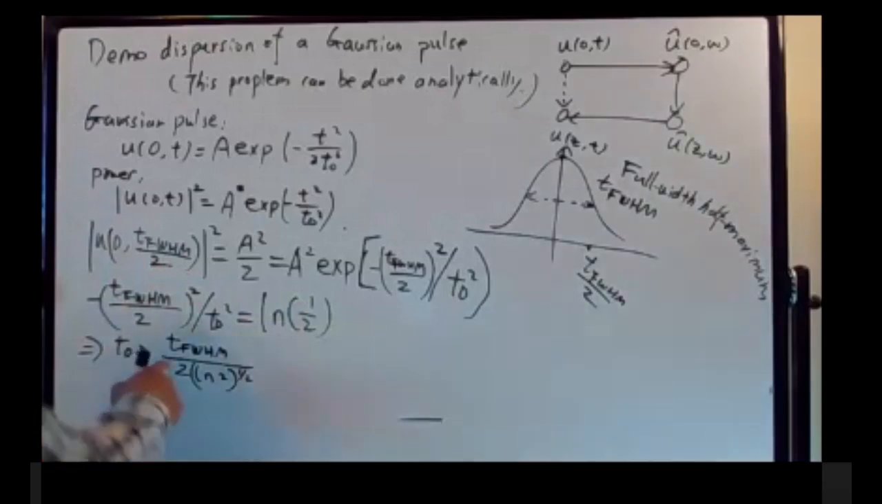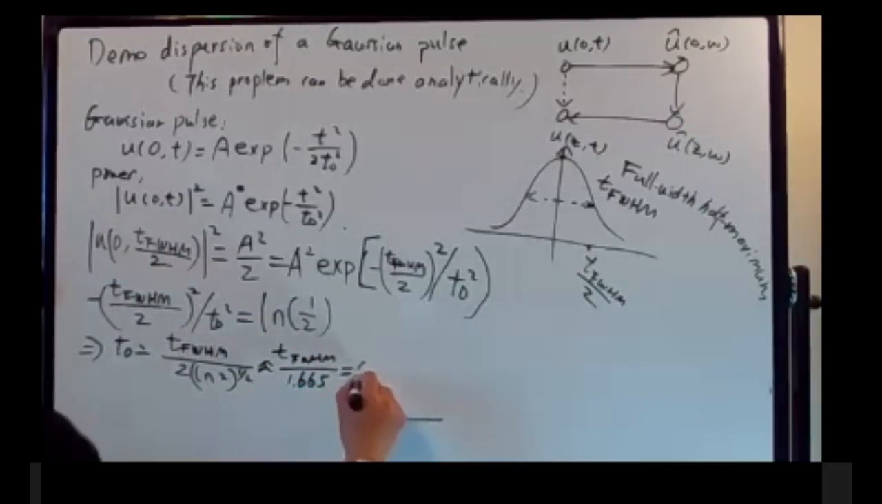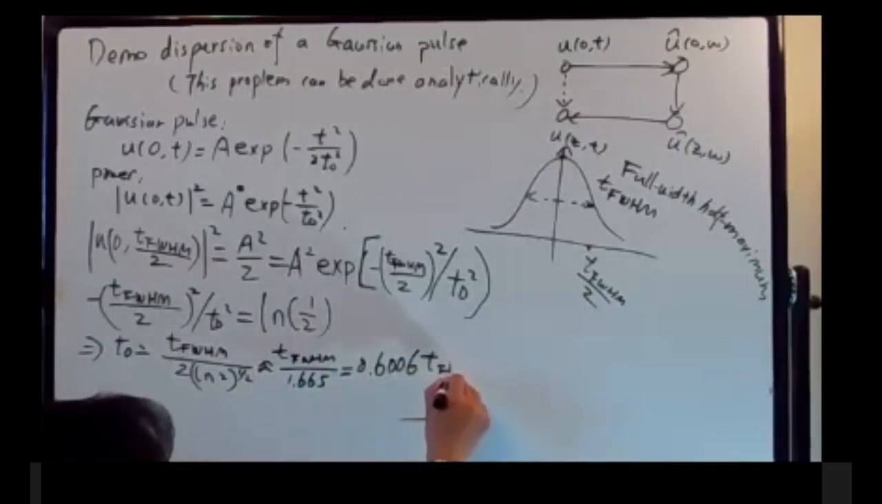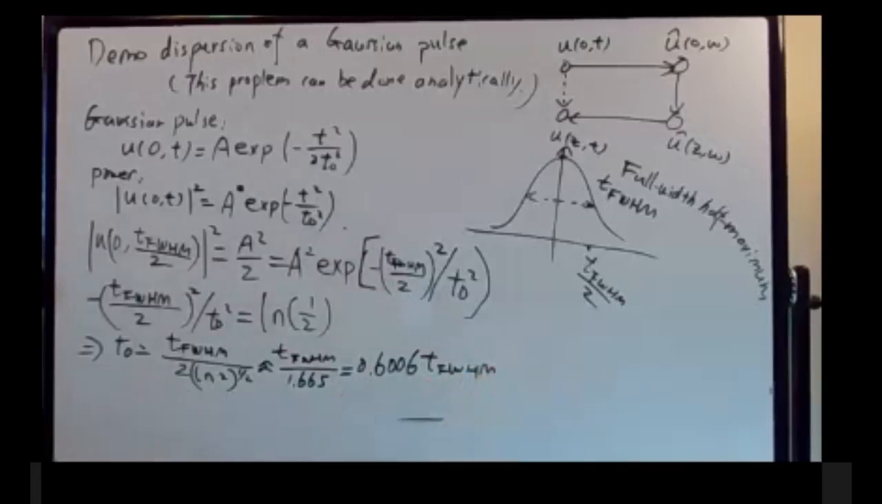So we have the direct relationship between T naught and T full width half maximum, right? So let's calculate. This piece is just a constant. It's usually approximately T full width half maximum divided by 1.665, and it is about 0.6006 T full width half maximum. Right? Okay.